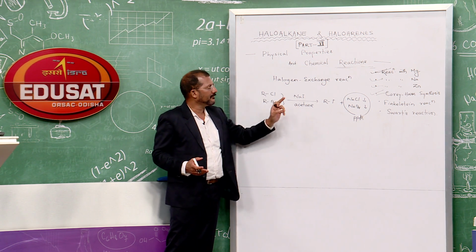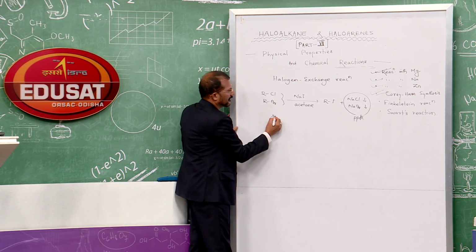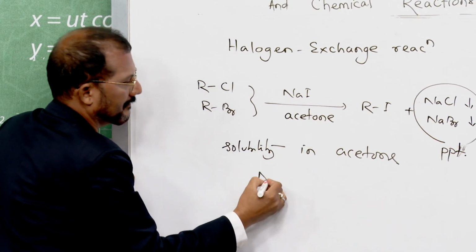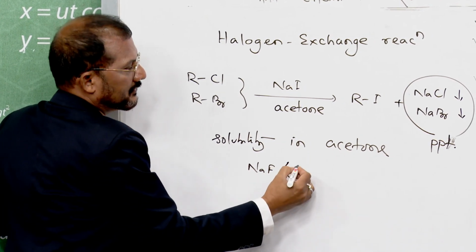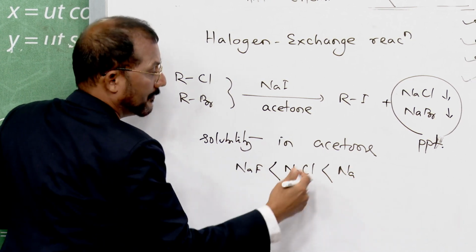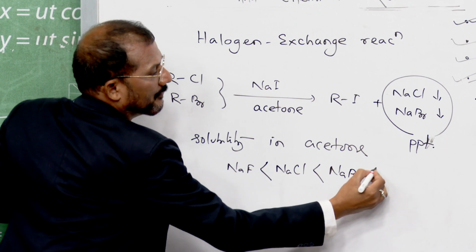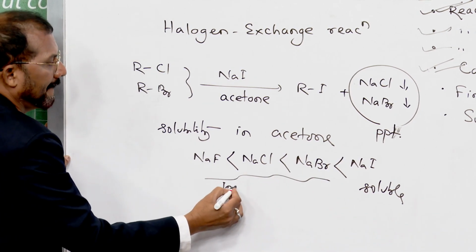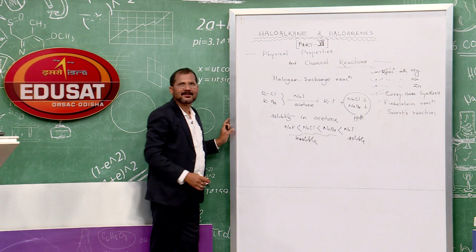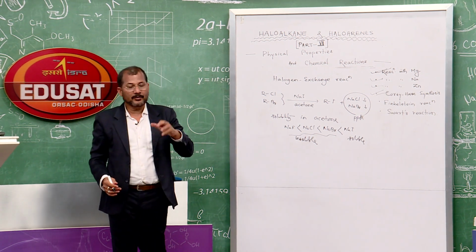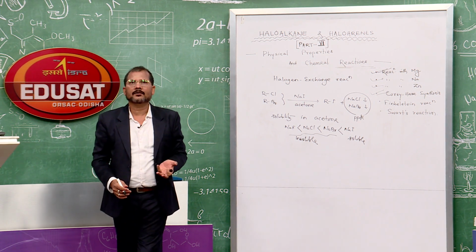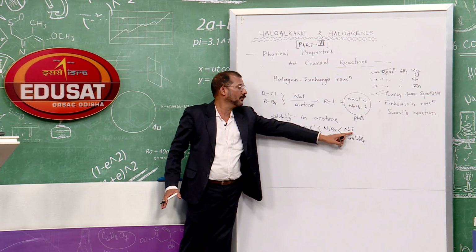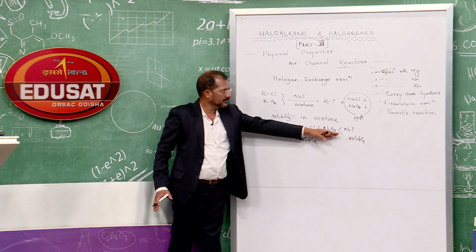So, why sodium iodide here? Why this type of exchange reaction? Solubility in acetone is in this order. Sodium fluoride is the least soluble, then sodium chloride, and solubility increases in this way to sodium bromide and sodium iodide. Sodium iodide is soluble in acetone and these are insoluble. Again, why? Because in Fajans' rule we have read that covalent character of an ionic compound develops if the negative ion is larger in size. So, sodium iodide has comparably more covalent character among all the sodium halides. That is why it is soluble in acetone.